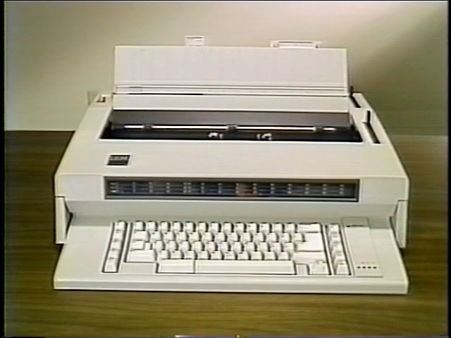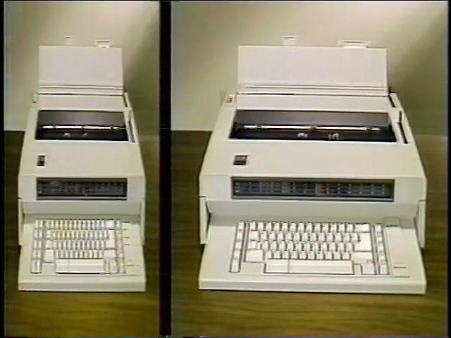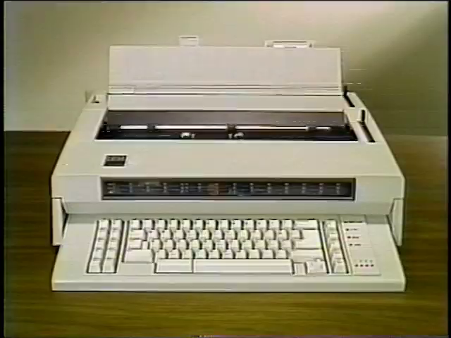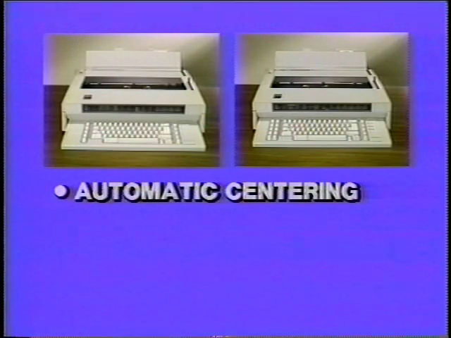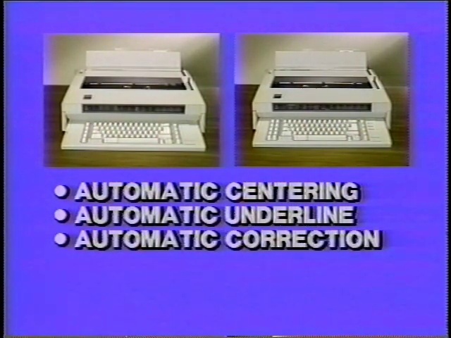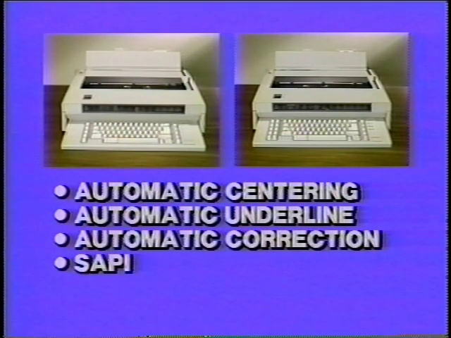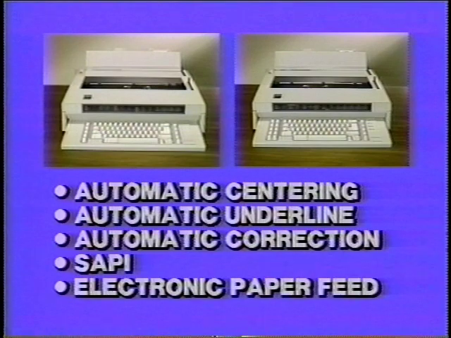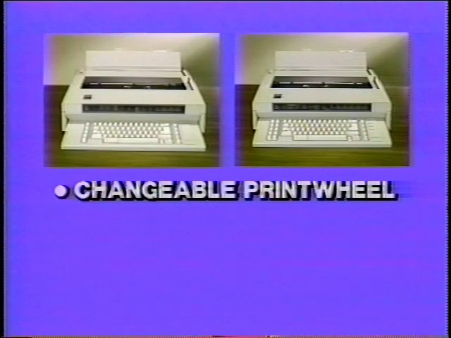The IBM Wheelwriter typewriter comes in two models, the IBM Wheelwriter 3, shown here, and the IBM Wheelwriter 5. Both models have these features in common: automatic centering of text on the page, automatic underline, automatic error correction, semi-automatic paper insertion, referred to as SAPI, electronic paper feed control. The print wheels are changeable to allow for various styles and pitches.